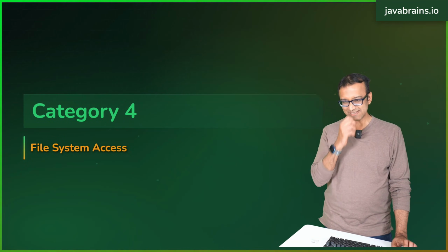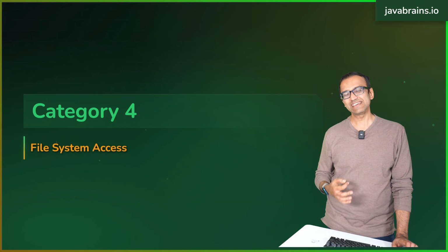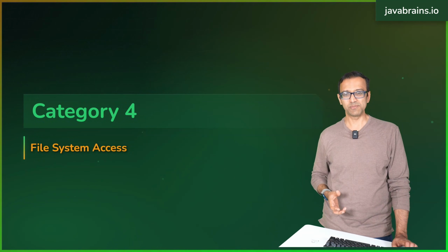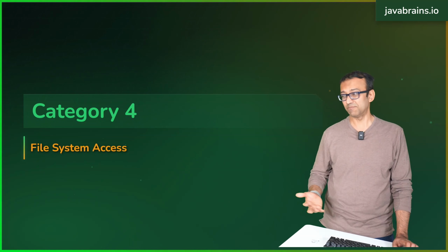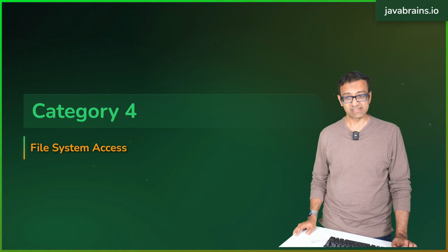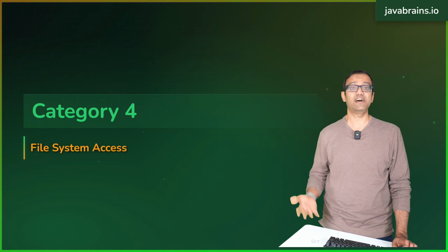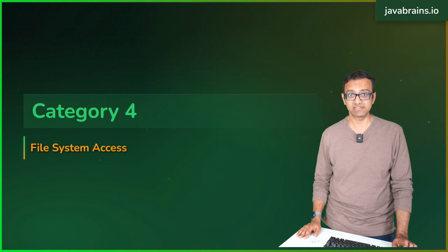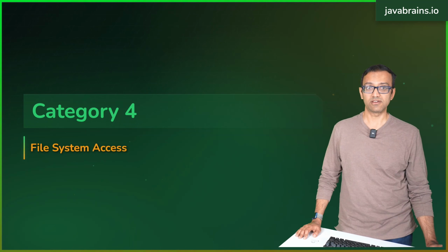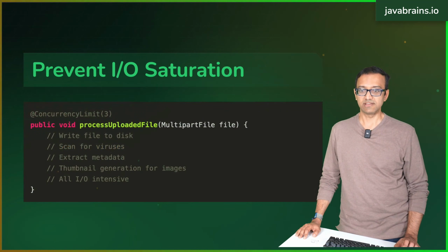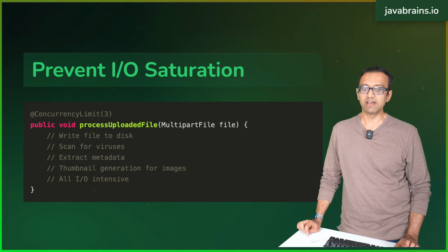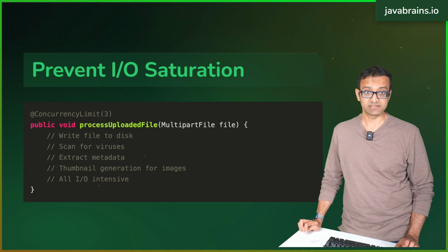Category 4 is file system. I don't think it is as common with Spring Boot applications. It's mostly database and probably message queues, but this is just another category of resource protection. We have large file uploads, for example, or log processing. You want to make sure that you're not overwhelming the resources. I/O saturation is what it's called, limiting concurrent file operations.